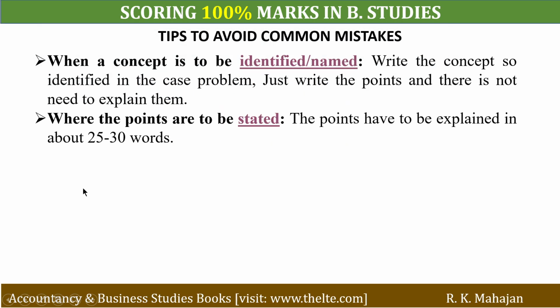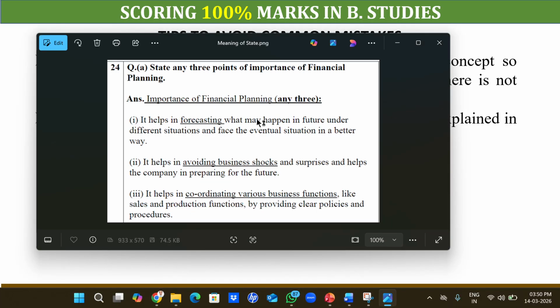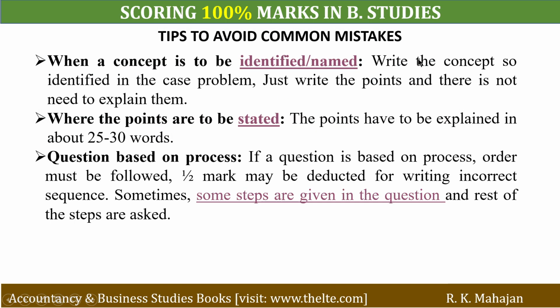Next, we have questions where points are to be stated, like in this case problem. The question is: state any 3 points of importance of financial planning. Here you just have to explain any 3 points, and the points should be spotted with headings. If you don't know the heading, it is suggested to highlight the keywords, and keywords may also work as headings. Each point should be explained in about 25 to 30 words.